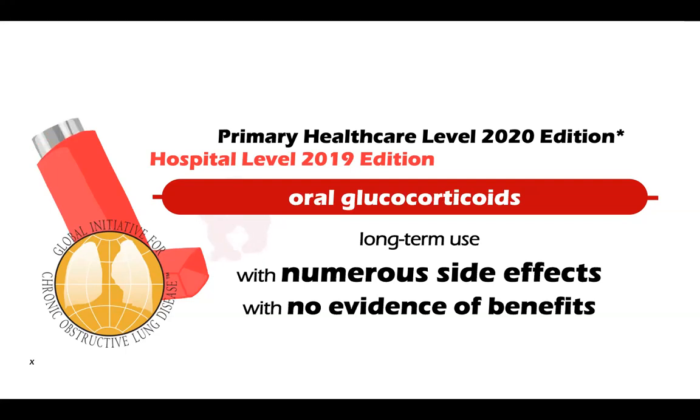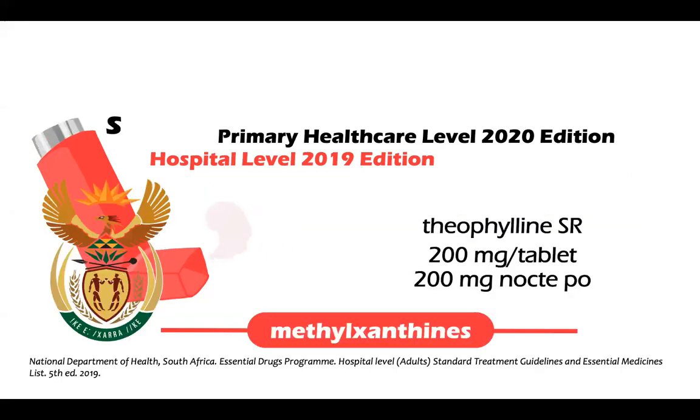Talking about ICS, we need to bring up the issue that there is almost no room for oral glucocorticoids. So no patient should be on chronic prednisone because of COPD. We can use them in exacerbation, but they should never be part of long-term therapy when it comes to COPD.